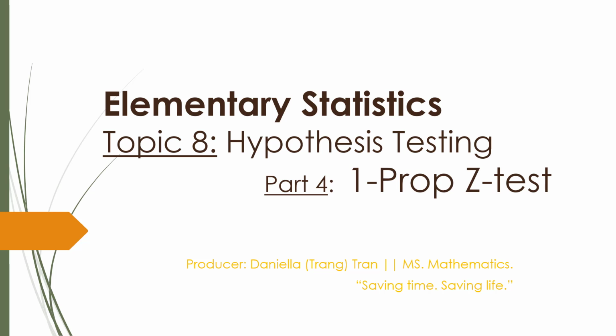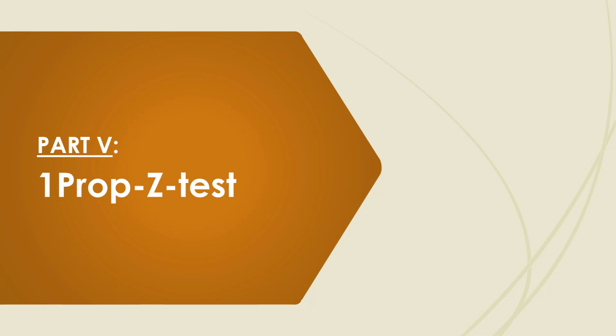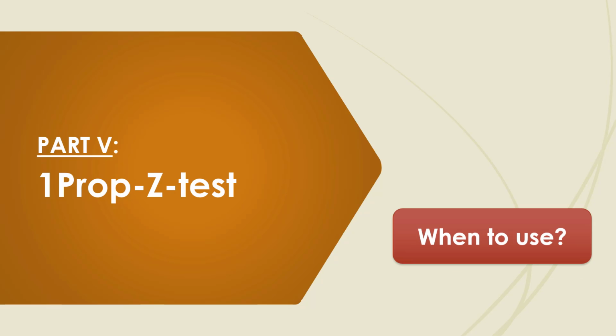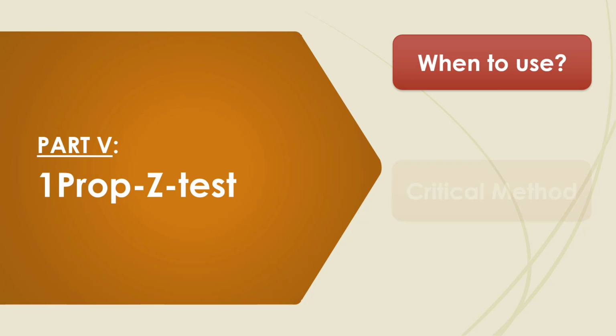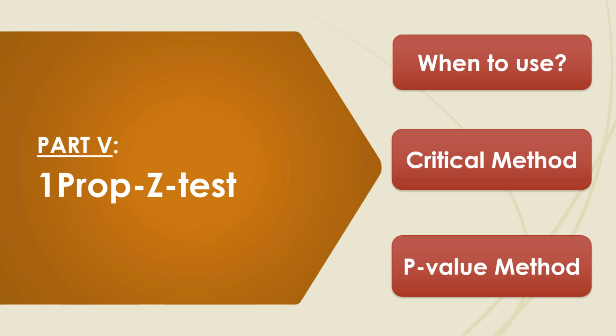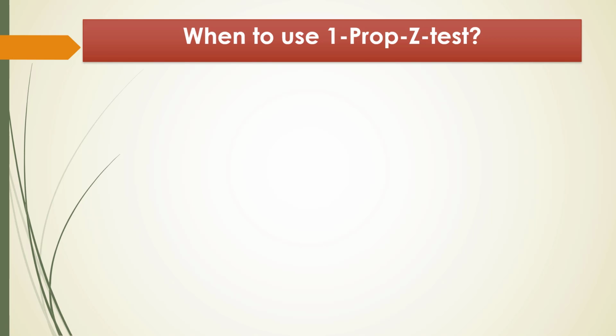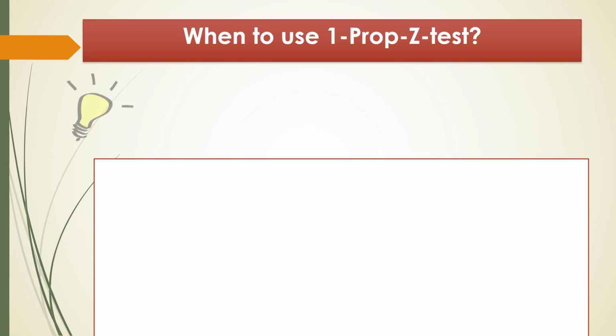Daniel's here, and today I'm going to continue on topic 8, hypothesis testing. And the test I want to introduce today is the one proportion z-test. So for the one proportion z-test, I must show you first when to use the test. And I'm going to show you two methods to perform a one proportion z-test, the critical value method and the p-value method. So first, when to use the one proportion z-test.